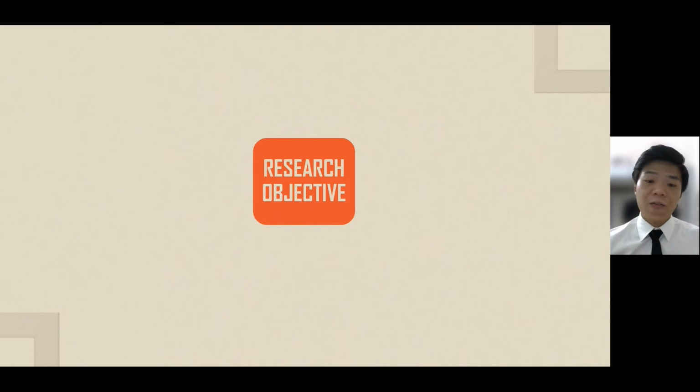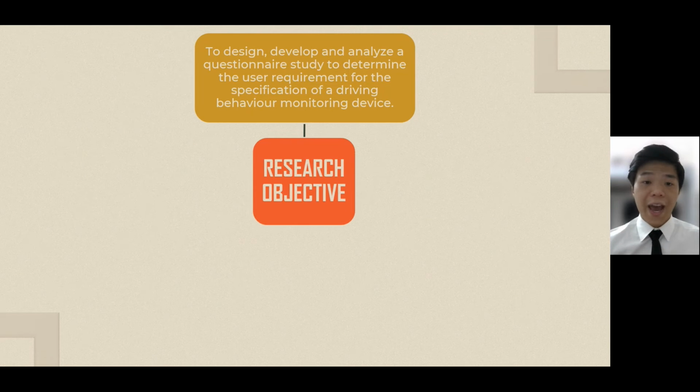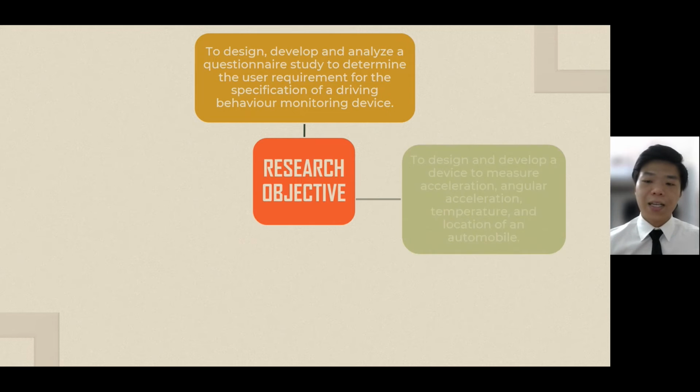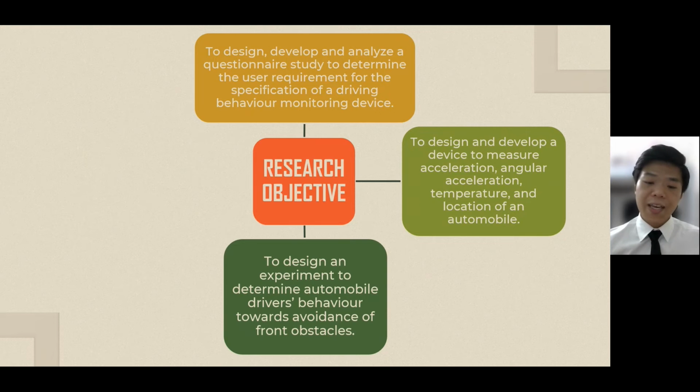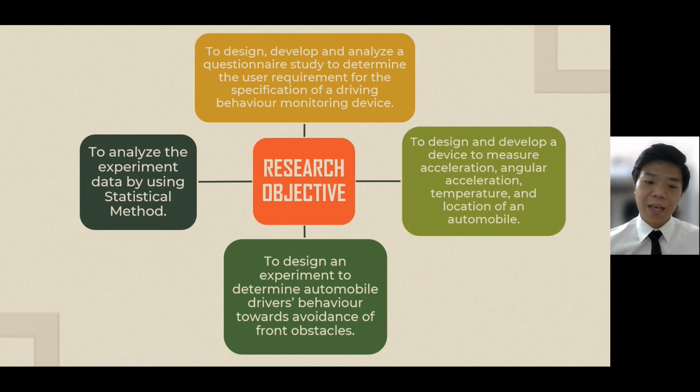For the objective of this research, there are four. The first one is to design, develop, and analyze a questionnaire study to determine the user requirement for the specification of a driving behavior monitoring device. And the second is to design and develop a device to measure acceleration, angular acceleration, temperature, and location of an automobile, followed by to design an experiment to determine automobiles drivers' behavior towards avoidance of front obstacles. And lastly, to analyze the experiment data or result by using statistical method.